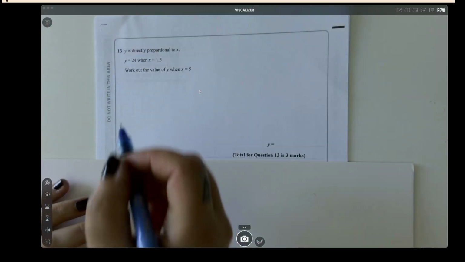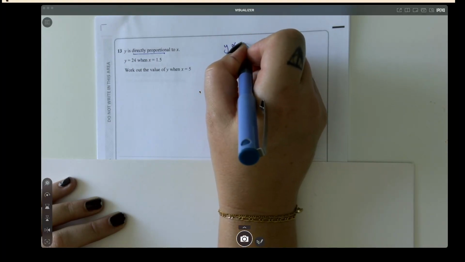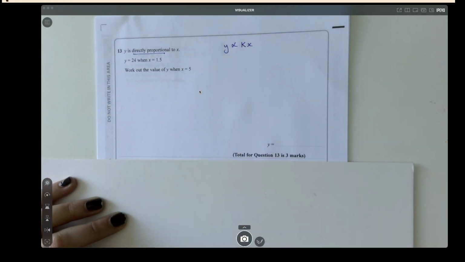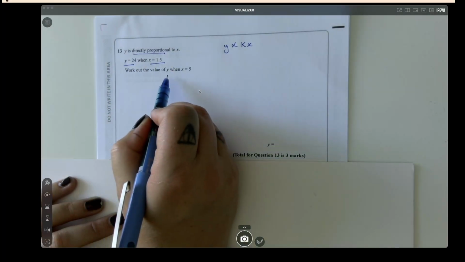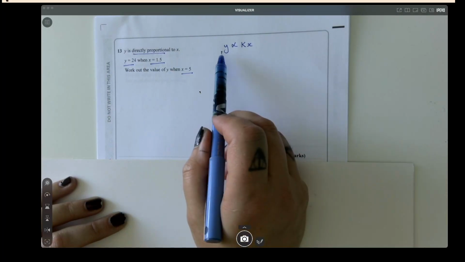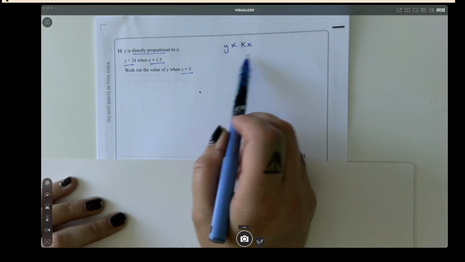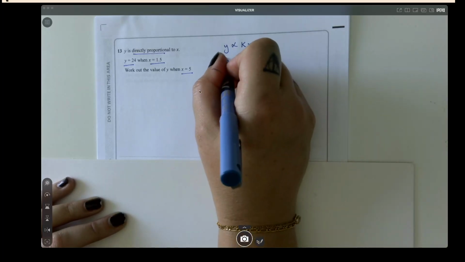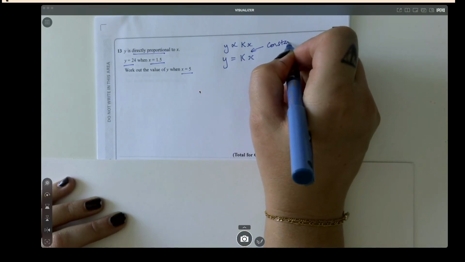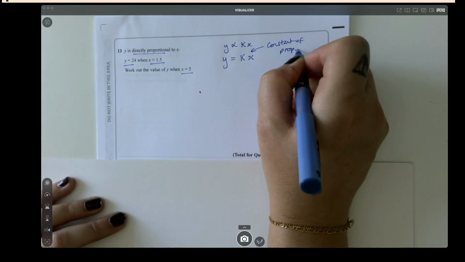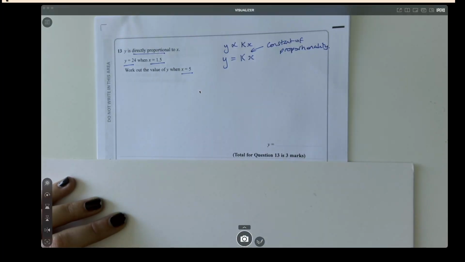Question 13, y is directly proportional to x. Y is 24 when x is 1.5. Work out the value of y when x equals 5. So this is the general form for y being directly proportional to x. We can also say that y equals kx, k being the constant of proportionality. So we need to work out what k is to be able to do anything else with this problem.